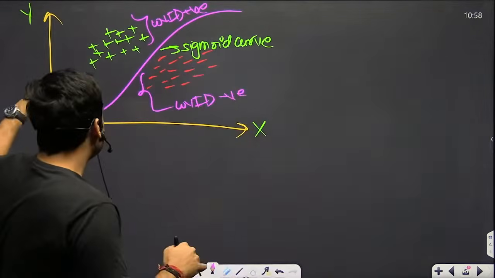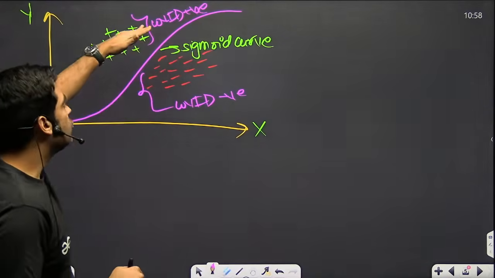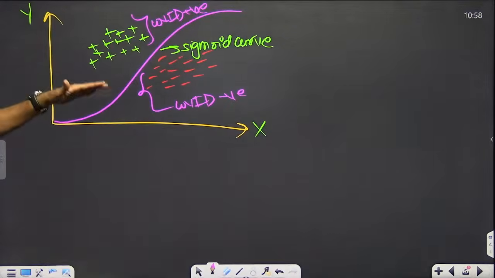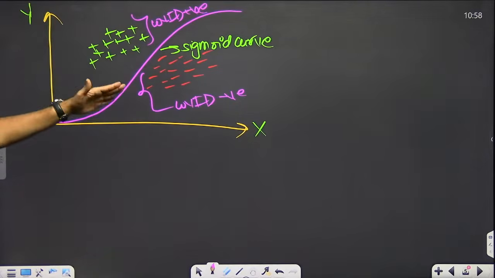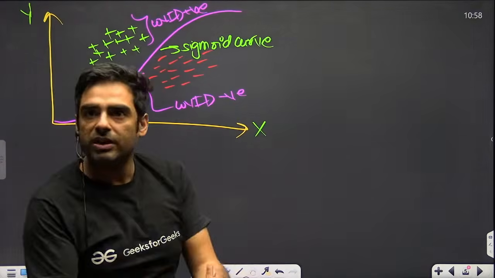It tries to fit the sigmoid curve that classifies, or differentiates between the positive class and the negative class. This is how it used to be, right? This is what we have studied.